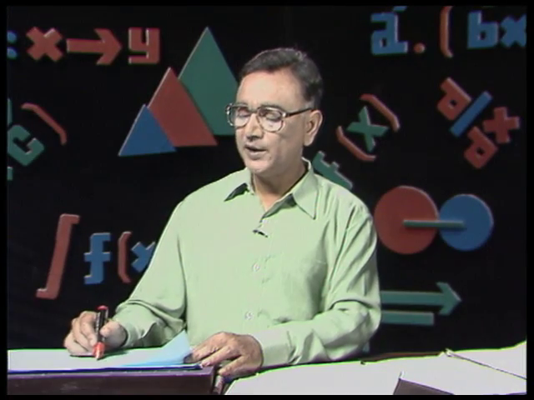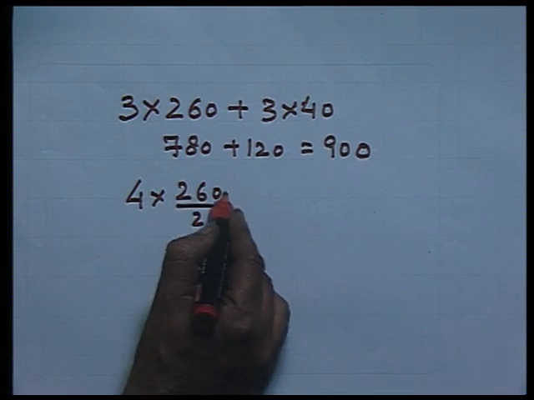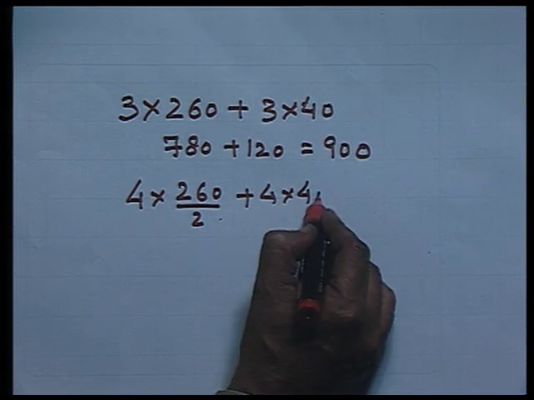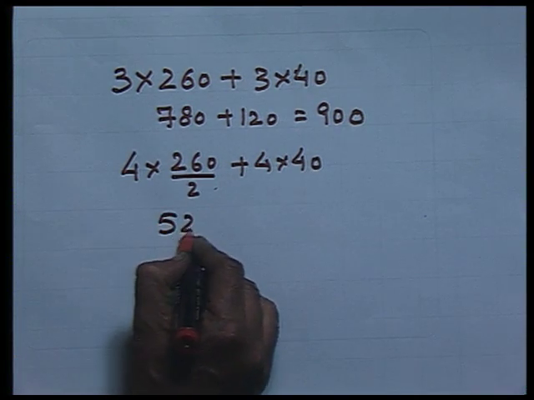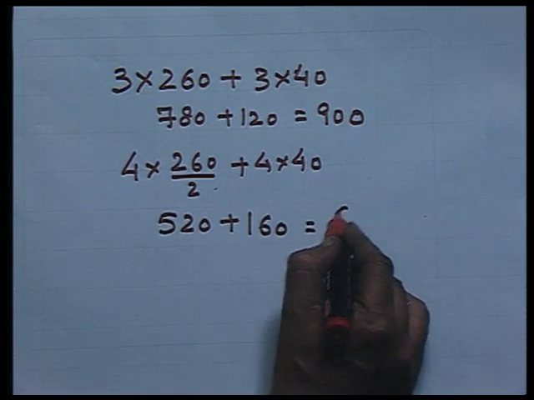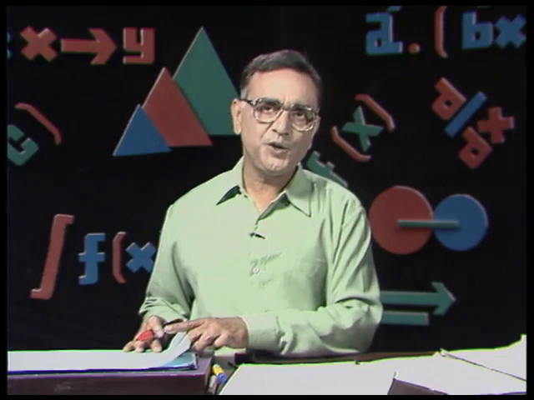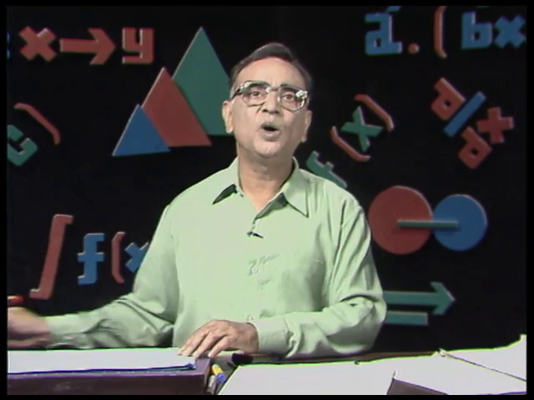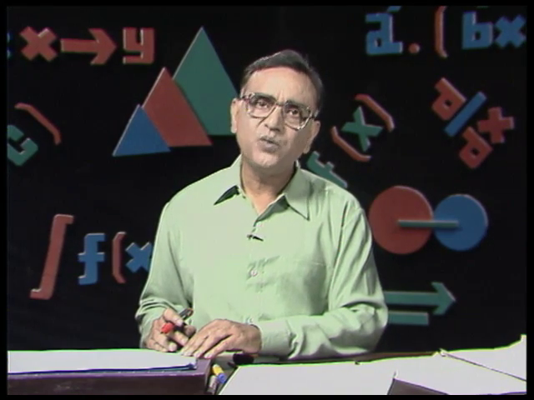So, 4 into 260 by 2, that will be the price of fare for 1 ticket, plus the reservation charges for 4 tickets, that is 4 into 40. That will be equal to 520 plus 160, and obviously this total comes out to be 680. So, after having solved this, now we are sure that our calculation is correct, that is the fare for the full ticket was rupees 260 and the reservation charges were rupees 40.